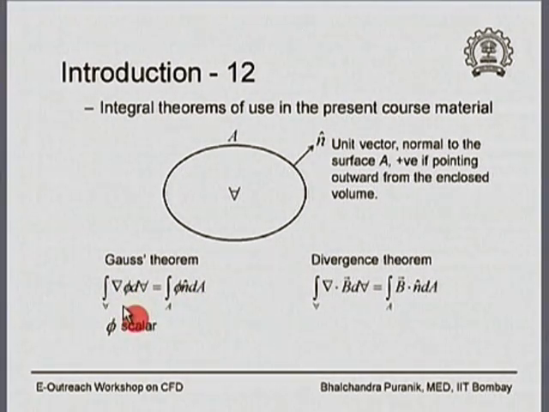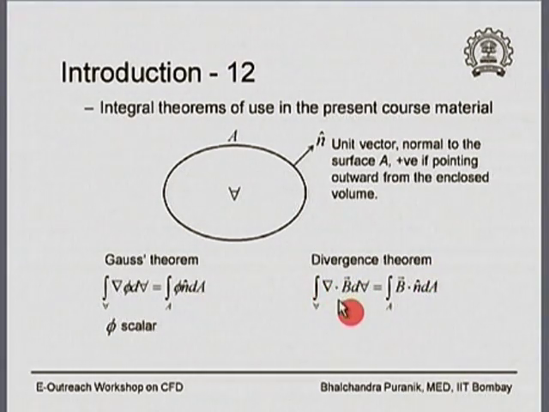So, the Gauss's theorem here deals with the gradient of a scalar function phi integrated over the enclosed volume V, which can be represented equivalently as a surface integral, where you take the field variable phi and integrate it over the surface. Only thing is that the integral is actually a surface integral in the vector sense, because we are utilizing the vector element dA using this n hat as the qualifier for the area element as a vector element.